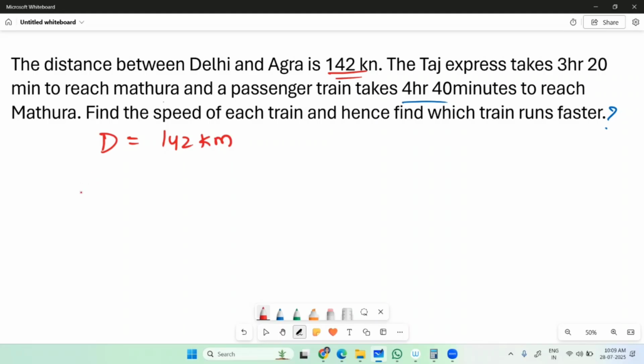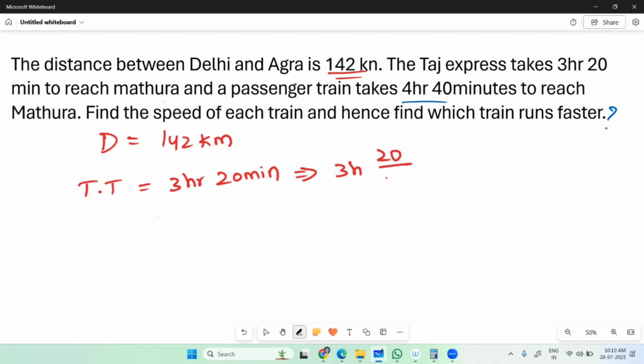Let's find out the time taken by Taj Express. I'm writing TT as time taken by Taj Express as 3 hours 20 minutes. 20 minutes means, in an hour we have 60 minutes. So 3 hours and 20 by 60 minutes. 20 by 60 means 1 by 3. That means we can write it as 3 1 by 3 hours.